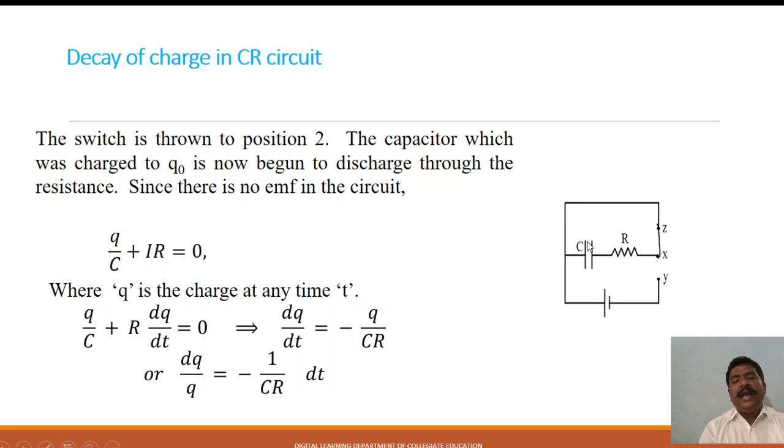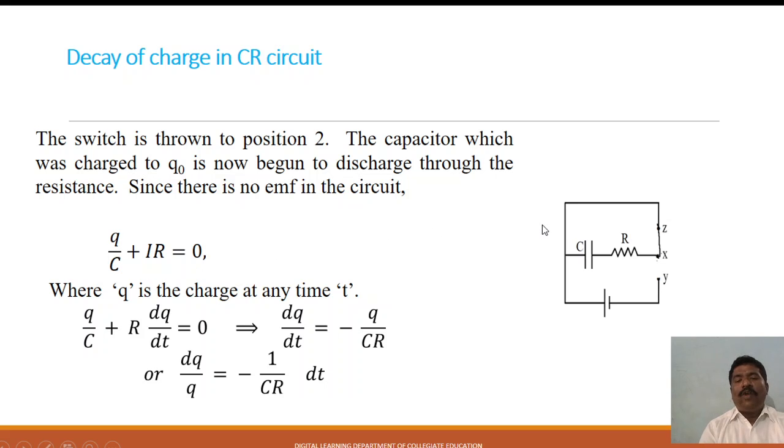In this closed loop, we don't have any EMF in the circuit. The capacitor is charged to the maximum value Q naught, and now it begins to discharge through the resistance. The switch is thrown to position 2, and the capacitor, charged to Q naught, now discharges through the resistance. Since there is no EMF in the circuit, applying KVL for this loop, Q by C plus I into R is equal to 0.